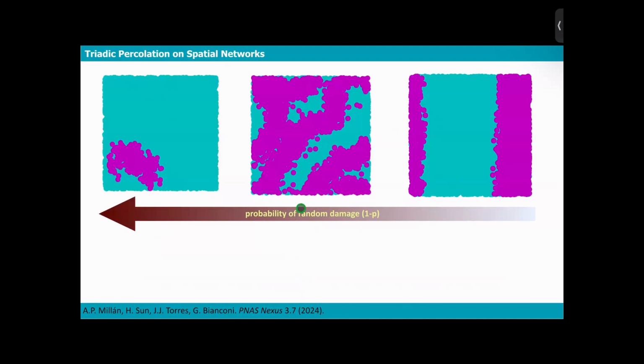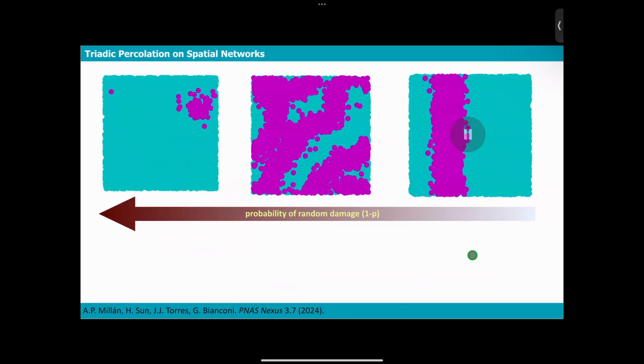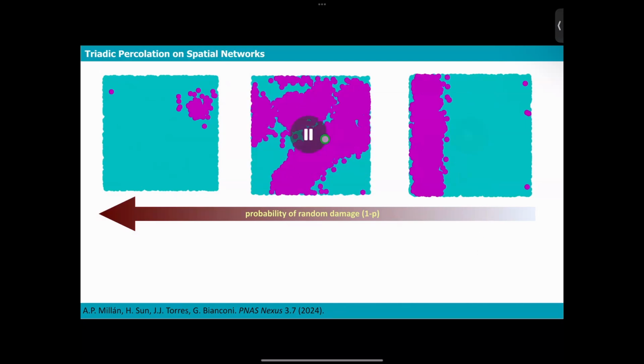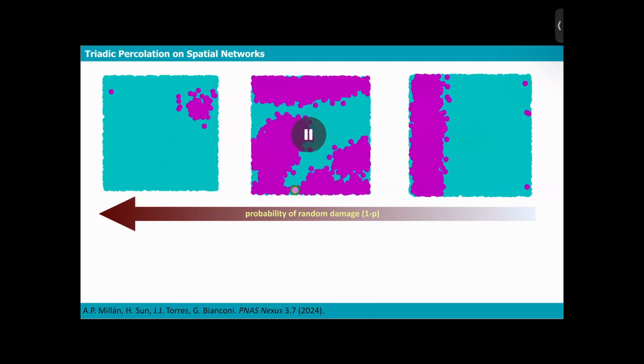distribution as well. So if we have a very high probability of random damage, then we will find that there are small clusters of active nodes that seem to diffuse over time. If we have very low probability of random damage, then we find these stripes, which are actually loops, because this is a torus with periodic boundary conditions. And this type of pattern we could explain through a minimization of the border. And then if we are in the middle, then things get a bit more complicated.